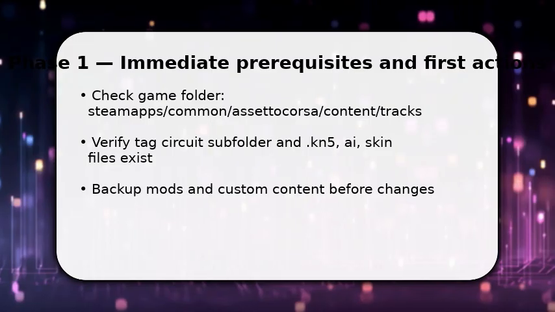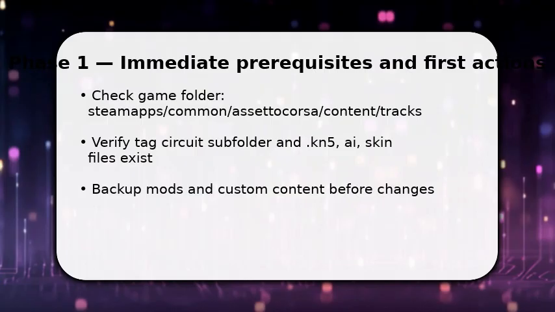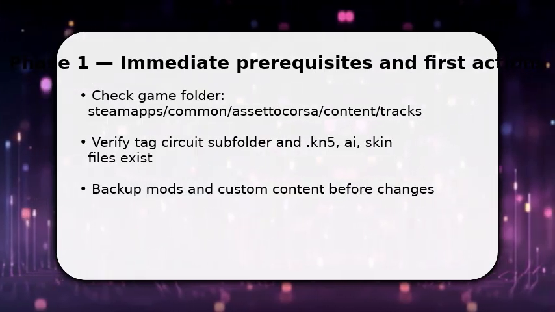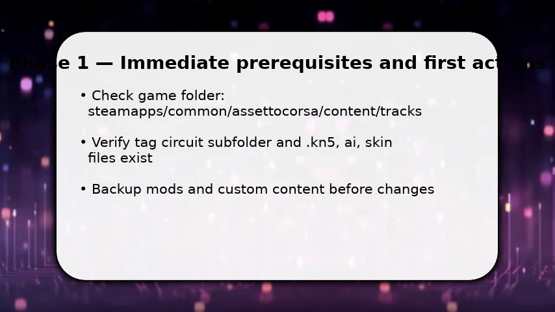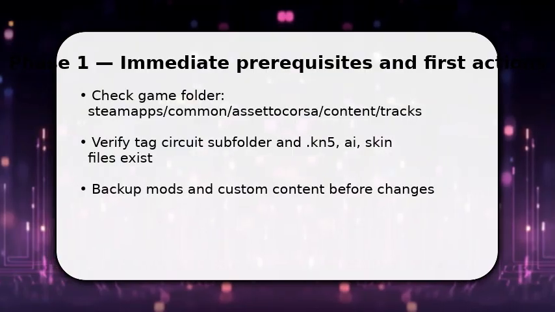Once done, compare file names to a working track. Look for KN5 model, AI line, and skin folders. Make sure file permissions allow read access and that Steam Workshop items are fully downloaded before moving to restore steps.